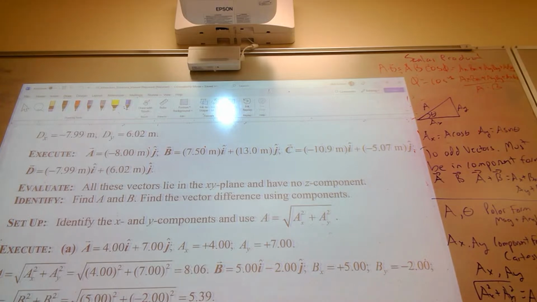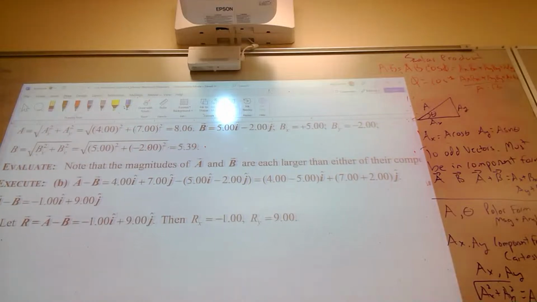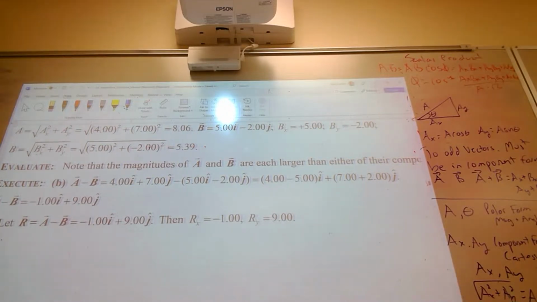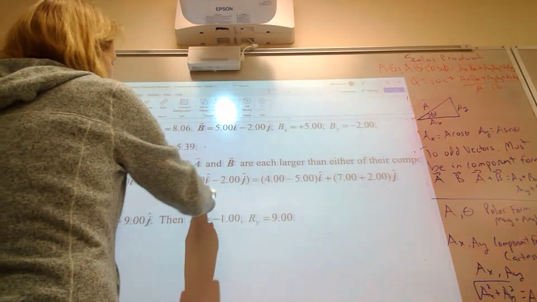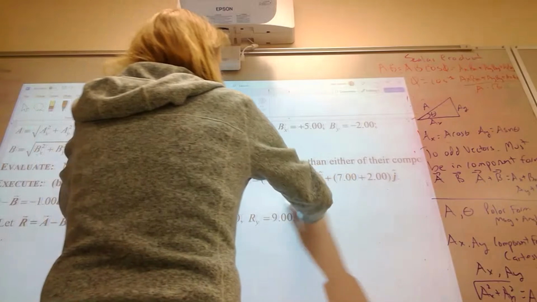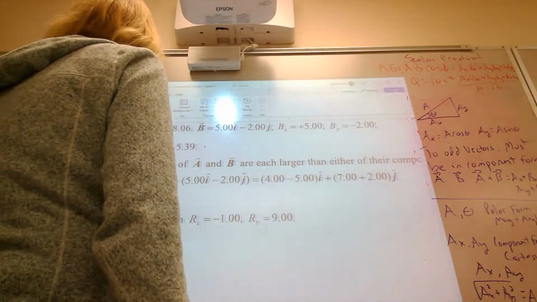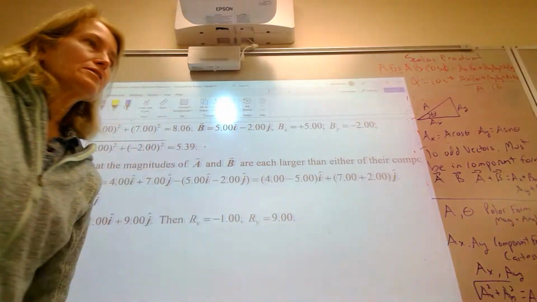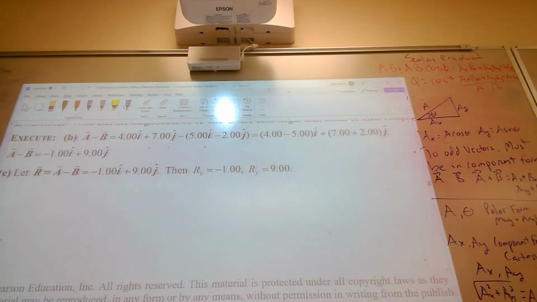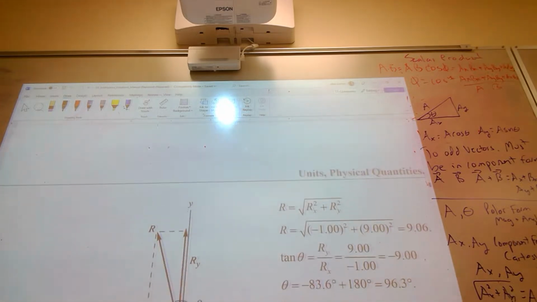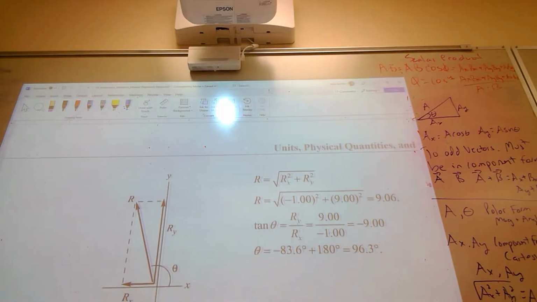The next one was 140. Oh, wait. Then we had to finish. Then we had a minus b. So we subtracted the x from the x, the y from the y. Okay, so it was the 4 minus the 5, the 7 minus the negative 2. Okay, so that gave us minus 1 and 9. So our x is minus 1, our y is 9. Then we had to do Pythagorean theorem and arctan again. Okay, so we just get 9.06 and 96.3.